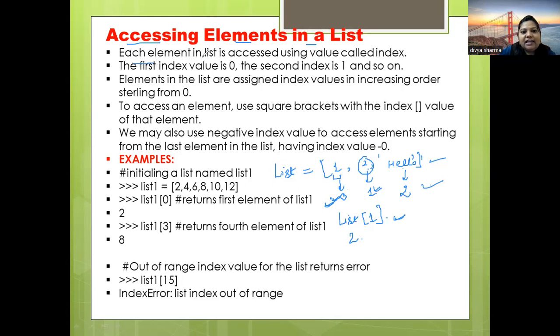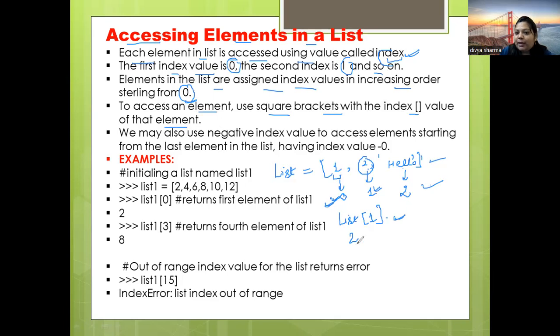So see, each element in a list is accessed by using what is called an index. So we can access any element in a list by using its index value. The first index value will be 0, second will be 1, and so on. Elements in the list are assigned index values in increasing order starting from 0. So all the elements will be placed at their index values starting from 0. To access an element, use square brackets with the index value of that element.